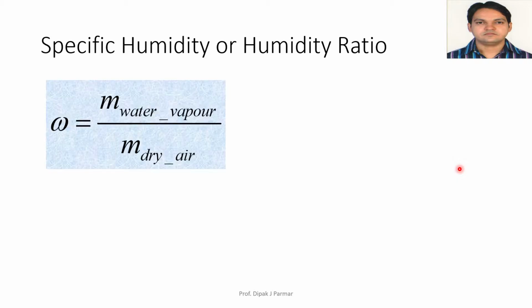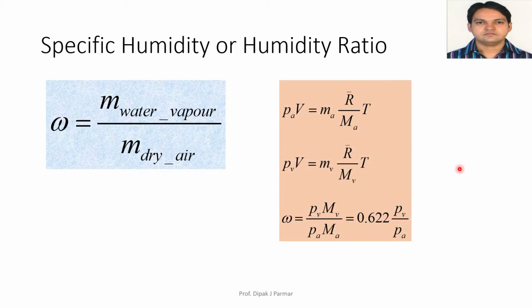We start with the first property, called specific humidity, which is also called the humidity ratio. It is denoted by omega, and it is nothing but the mass of water vapor present in air divided by the mass of dry air. So it is a ratio of the mass of water vapor to the mass of dry air.